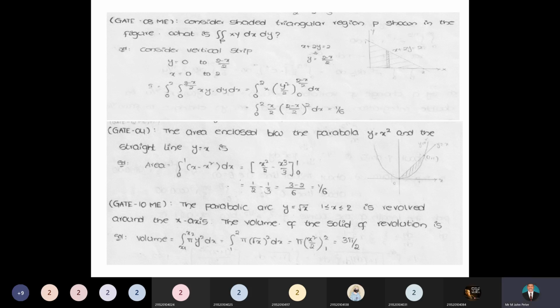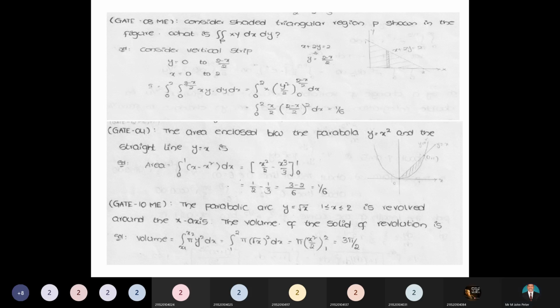Consider the shaded triangular region shown in the figure. What is the double integral over xy dx dy? So that means from the region we have to identify the limit and integrate it. The intercept form of the straight line is x plus 2y equal to 2. Cross multiply, we can make it x plus 2y whole divided by 2, so that is x by 2 plus 2y by 2. So it is converted as x by 2 plus y by 1 equal to 1. So the x-axis intercept point is 2 comma 0, and the y-axis is 0 comma 1.